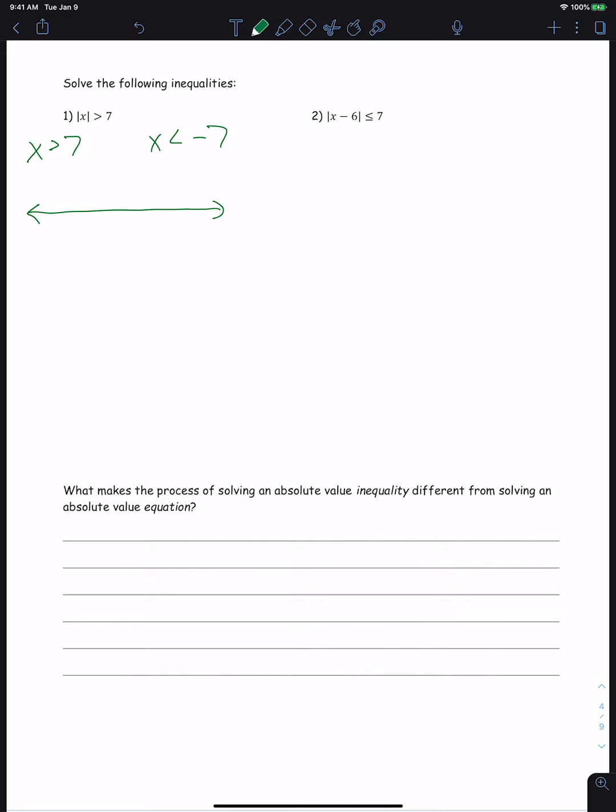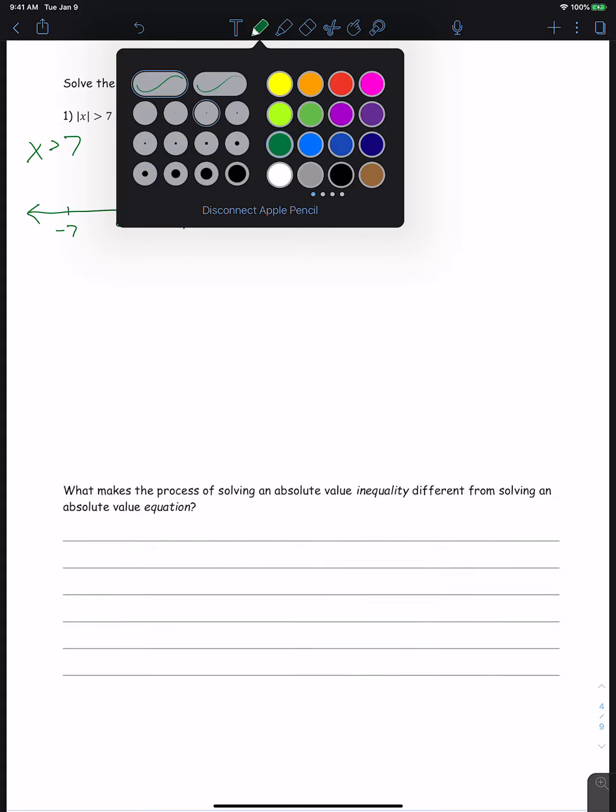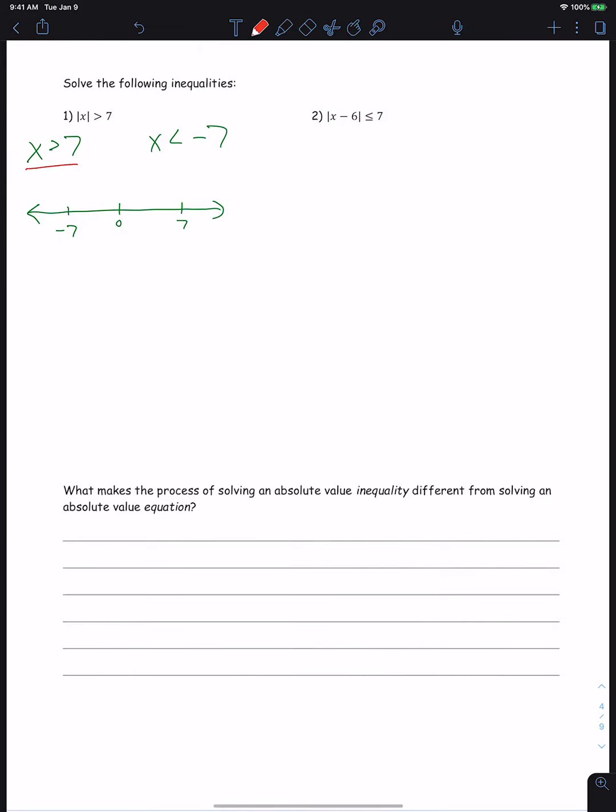You don't have to do a perfect number line. I'll just put 0 there. Here's 7. Here's negative 7. You can just sketch one. You don't have to write down every single number in between 7 and negative 7. So I'm going to graph first x is greater than 7. So I put an open circle at 7. Greater than goes to the right. And then x is less than negative 7. Open circle at negative 7. Less than goes to the left.